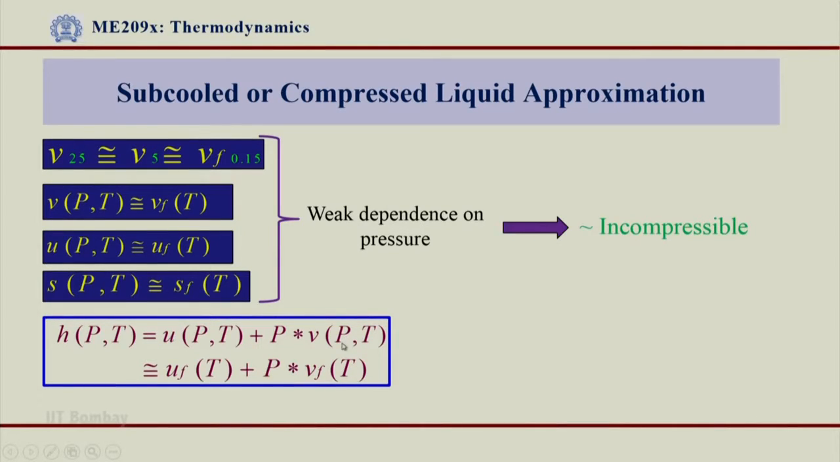Because I know that the dependence in this region on pressure is negligible, I can write V(P,T) as V_f(T) and U(P,T) as U_f(T). So if I see the overall enthalpy dependence in the subcooled region, it is governed by this equation now: U_f(T) plus P into V_f(T). What do you mean by this? What do you see from this?